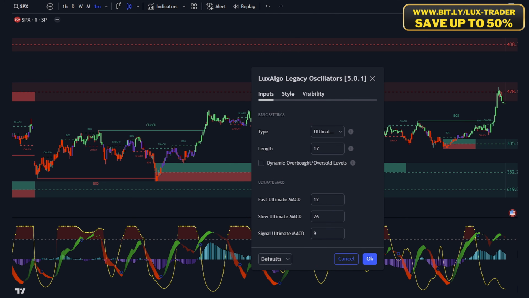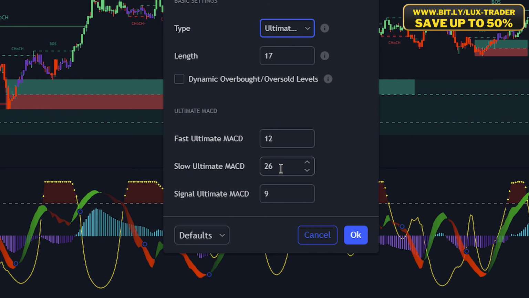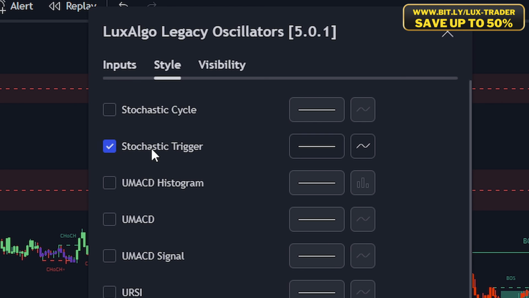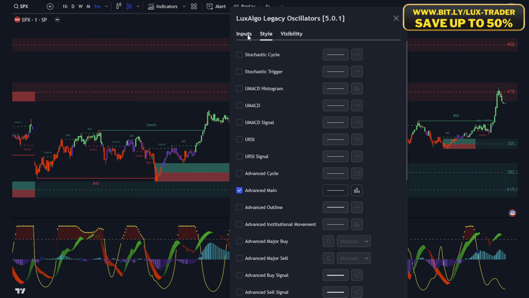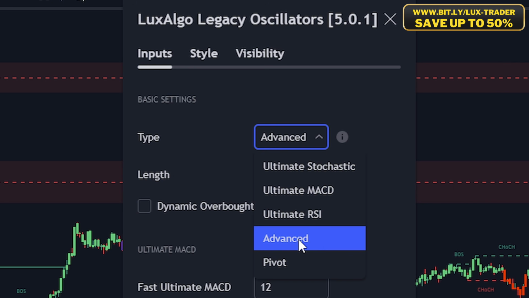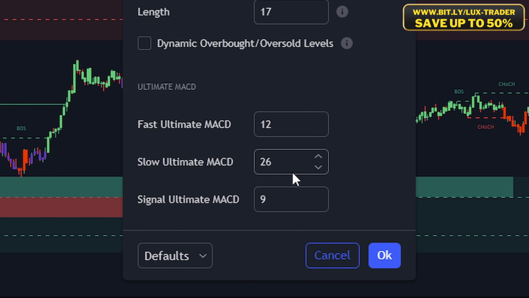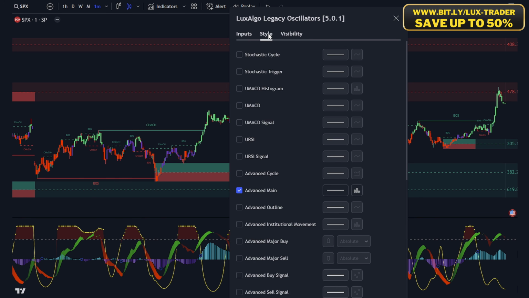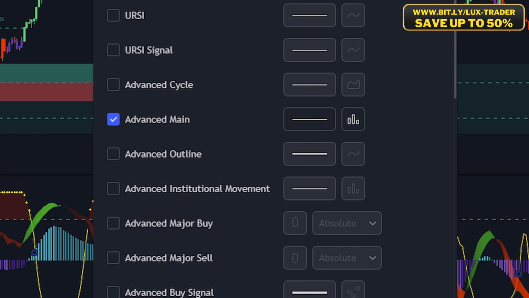Next, for the first legacy oscillator, you want to set the type to Ultimate Stochastic. Set its length to 17, and set the lengths of the Ultimate MACD to 12, 26, and 9. Now click the Style section and make sure only the stochastic trigger is enabled. Now open the settings of the second legacy oscillator. Set its type to Advanced and its length to 17. Set the lengths of the Ultimate MACD to 12, 26, and 9. Now click the Style section and make sure only the Advanced main is enabled.